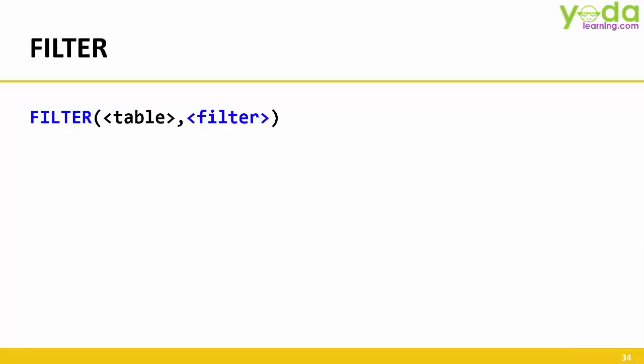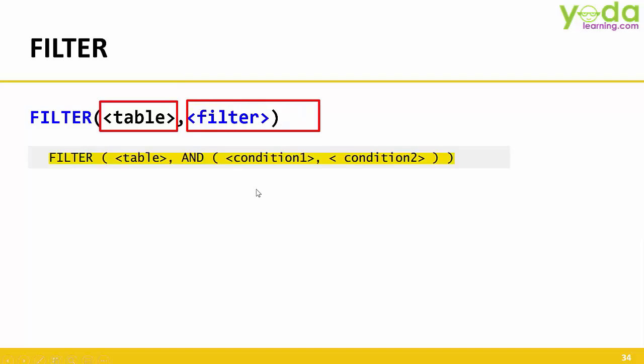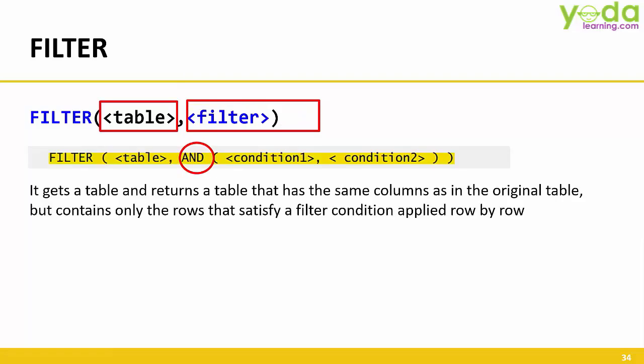Hello and welcome everyone to this video on the FILTER DAX function. The FILTER function first asks for the table on which you want to filter, and then you can apply many filters. One of the ways to do that is by using the function AND. In terms of theory, it gets a table and returns a table that has the same columns as the original table but contains only those rows that satisfy a filter condition applied row by row.